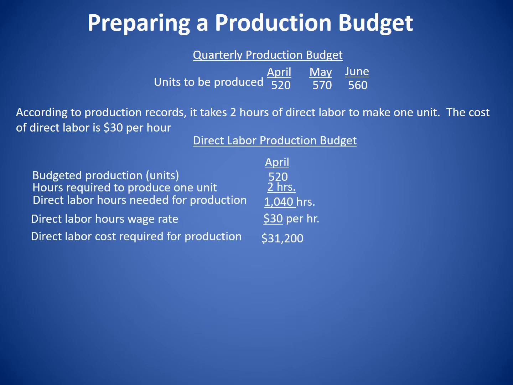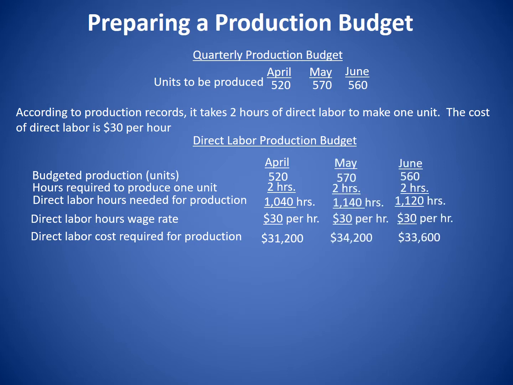Now, we have to come up with a direct labor production budget. So we take our budgeted production of 520 units. The hours required to produce 1 unit is 2 hours. Therefore, the direct labor hours needed for production will be 1,040 hours during the month of April. We multiply that times $30 per hour, so the direct cost required for production for the month would be $31,200 for 1,040 hours of direct labor. We also repeat that same calculation for May and June.